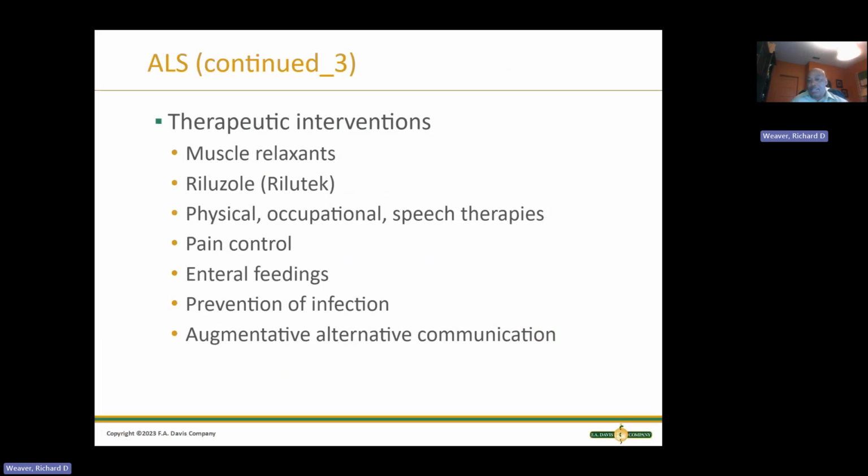Rilotec is a drug that slows the progression of the disease, and also it can prolong the patient's life by at least 3 to 4 months. So not very long, but it can prolong their lives.